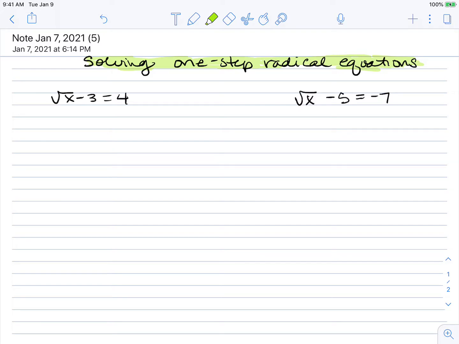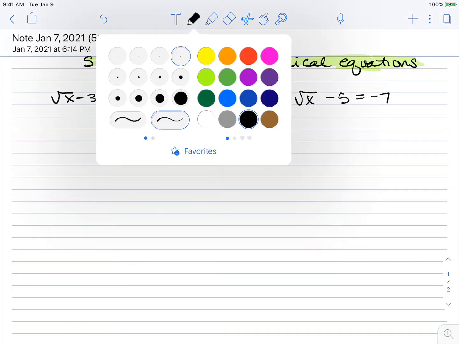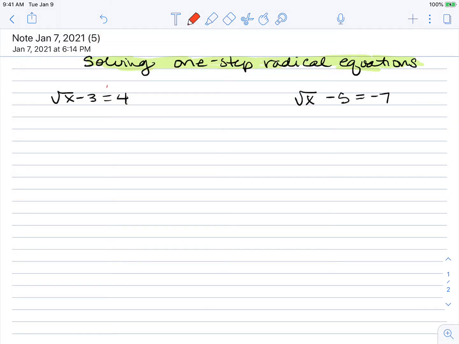We're going to solve one-step radical equations, and I have two examples here. The first thing we want to do is move the constant term over here away from the radical. So I'm going to put a line right here, and I'm going to move away from the radical. So I'm going to highlight that.